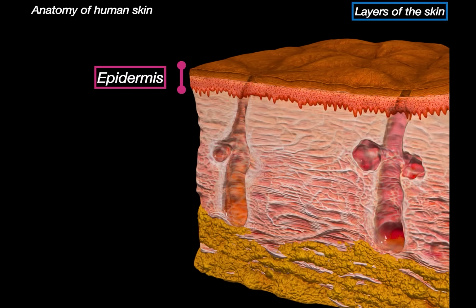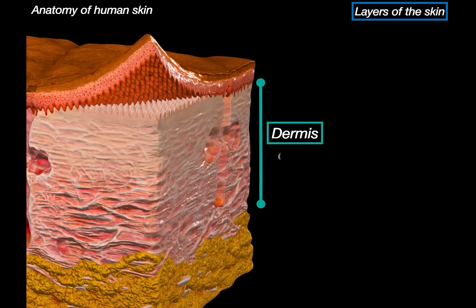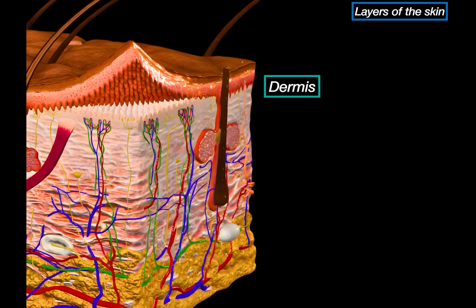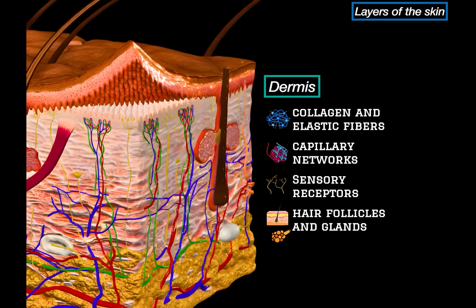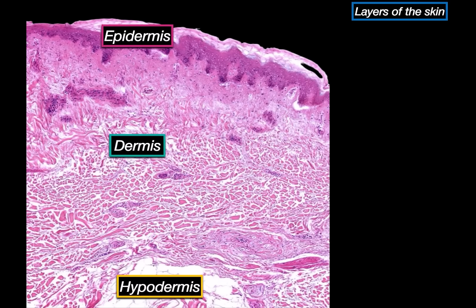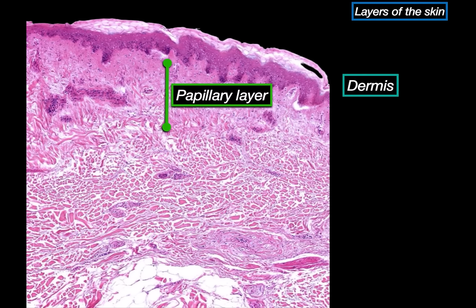Under the epidermis lies the dermis. The dermis is made of connective tissue rather than epithelium. It contains the bulk of the skin's collagen and elastic fibers, the capillary networks that feed the epidermis, most of the sensory receptors, and the deeper parts of the hair follicles and glands. We usually split it into two layers, the papillary layer on top and the reticular layer beneath.